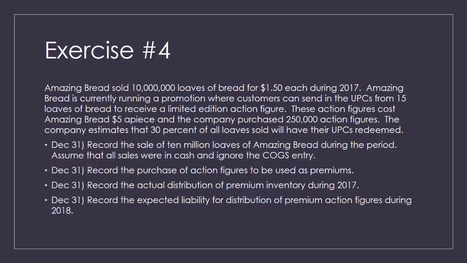Amazing Bread is currently running a promotion where customers can send in UPCs from 15 loaves of bread to receive a limited edition action figure. So people that like our bread save 15 barcodes from the bag or whatever the bread comes in and send them in, and they get one of these limited edition action figures. These action figures cost Amazing Bread $5 a piece to buy. They're a bread company, they're not making toys. And they purchased 250,000 of these action figures.